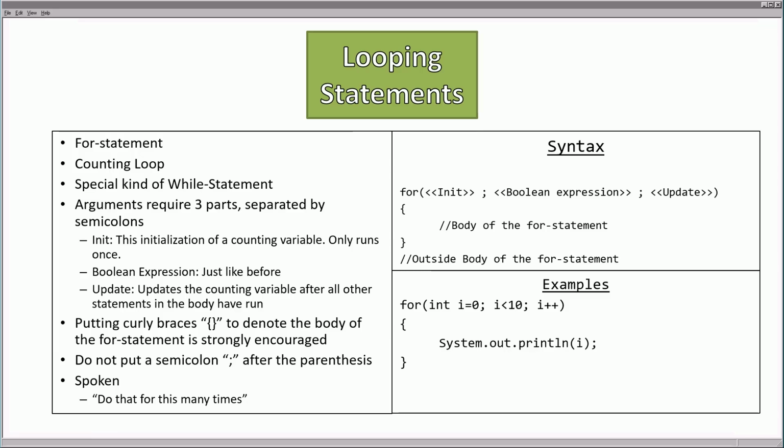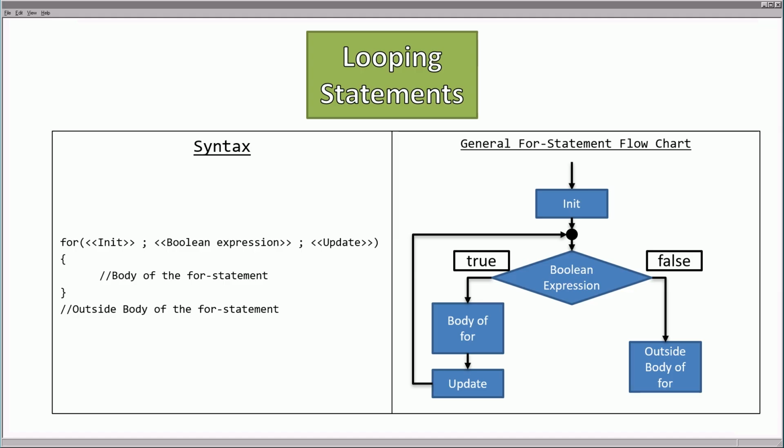Now, as we are continuing to learn how to speak to the machines, what you can think of as a for loop is saying, do that for this many times. Taking a look at the flowchart for a for loop, it looks like this. As we can see here, when we enter into a for loop, we run this initialization once only. After that, we then check the Boolean expression. And if that is true, then we run the body of the for, then we update, and then loop back here, which will then check the Boolean expression. If that's true, we'll run the body of the for, we'll update, and loop back here.